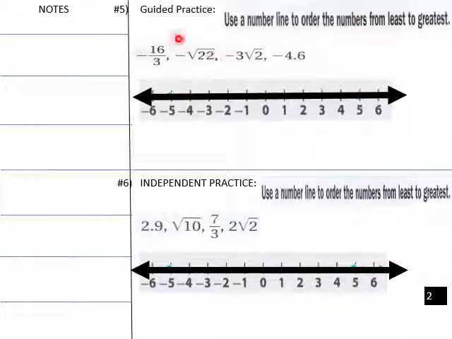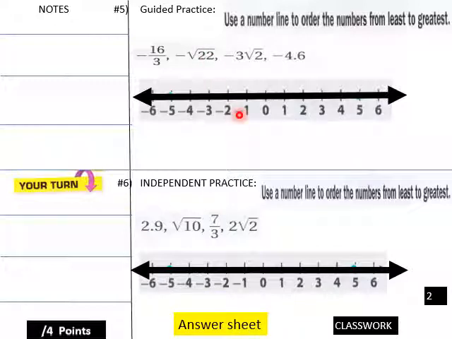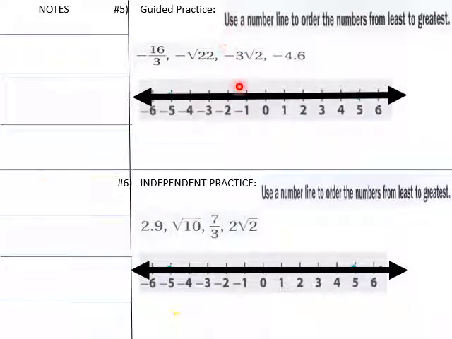Okay, so let's try one ourselves now. Use the number line to order the numbers from least to greatest. Students, this one down here is yours. We're going to do this one up here, our guided practice. So let's get on this one up here.